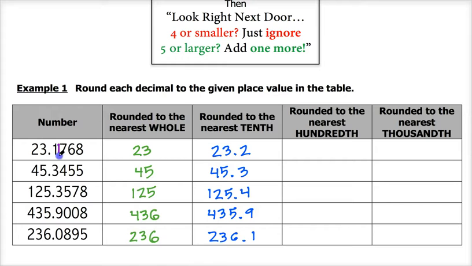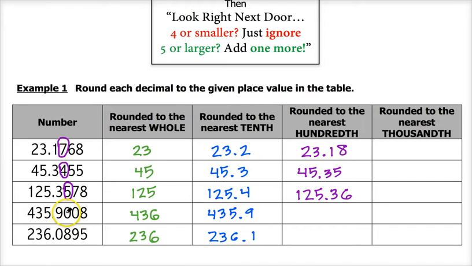So the hundredths digit on our first number is a 7. To the right of it, we have a 6. So we're going to add 1 more. This becomes 23.18. Next, our hundredths digit on this is a 4. We look to the right, 5 or larger, add 1 more. So we'll add 1 more to that 4. This becomes 45.35. 125.3578. 5. Look to the right, we have a 7. So we're going to add 1 more, and this becomes 125.36.